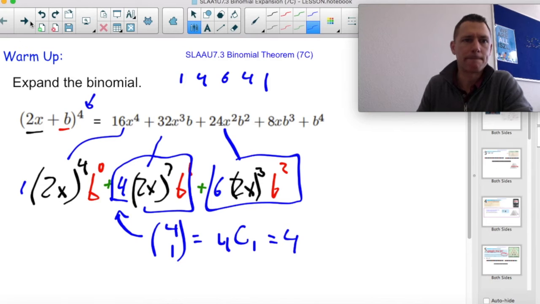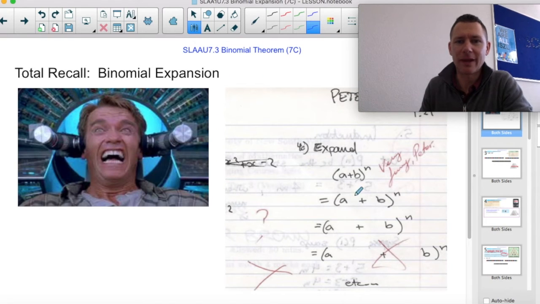Okay. So we're trying to expand these. Expand doesn't mean make the a plus b farther apart.